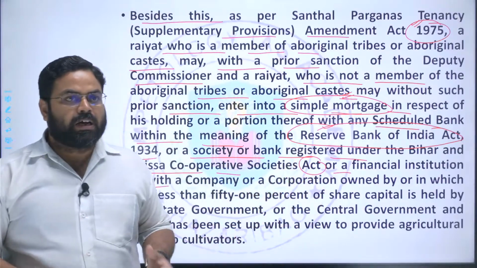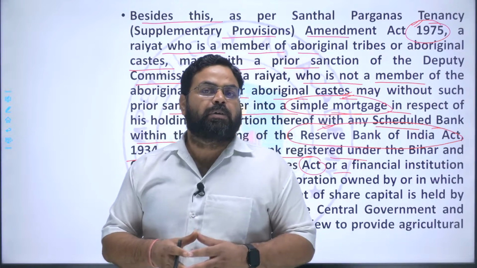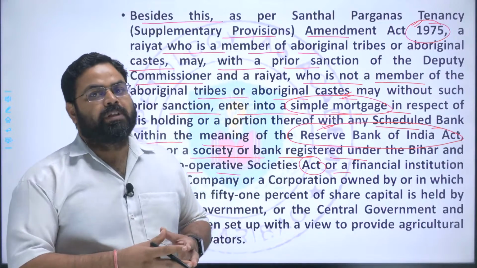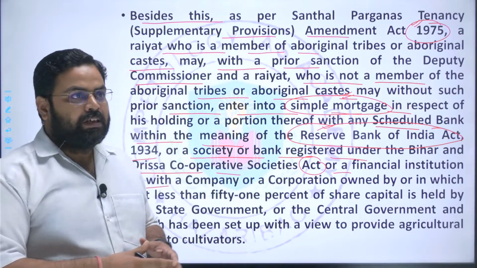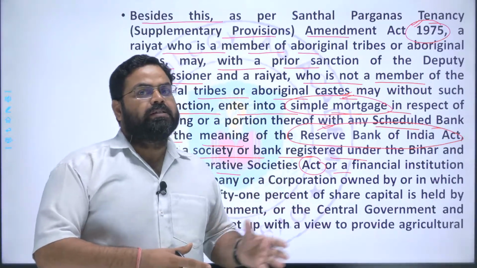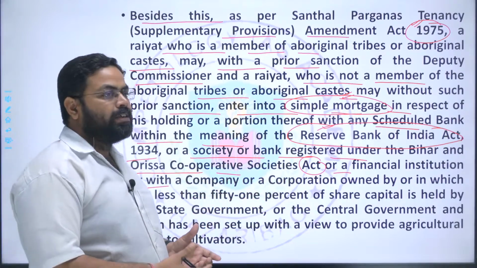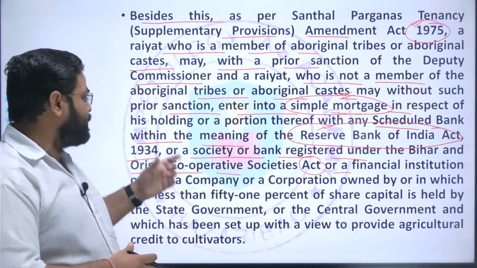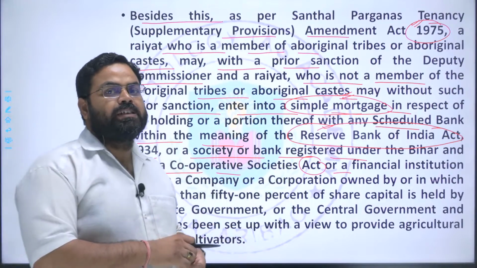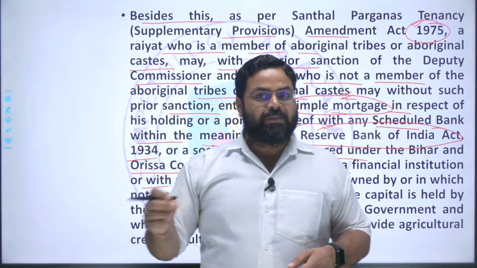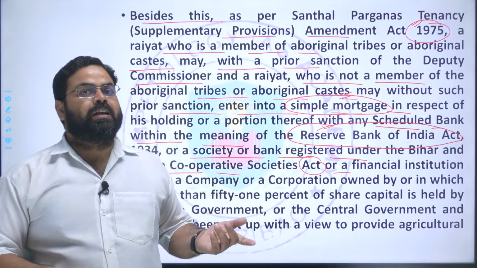So this provision was inserted after an amendment because most of the tribal people were unable to get loans from the banks, right? If they were unable to repay the loan, the banks were unable to auction their land to anybody, because their land can be sold only to a person who is a tribal, residing in the same taluka, in the same village. So in such cases most of the scheduled commercial banks were unable to auction their land.